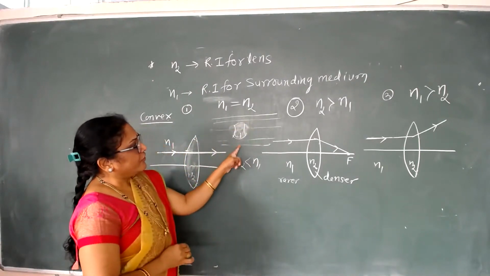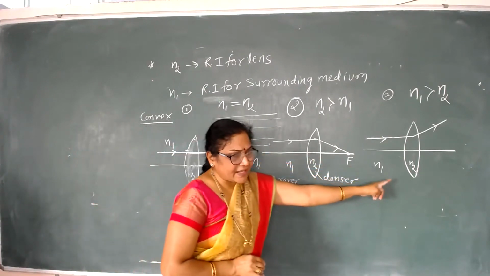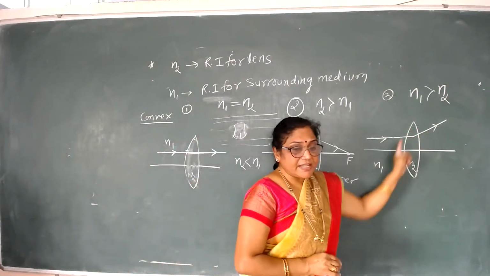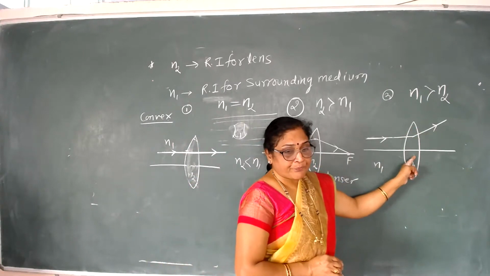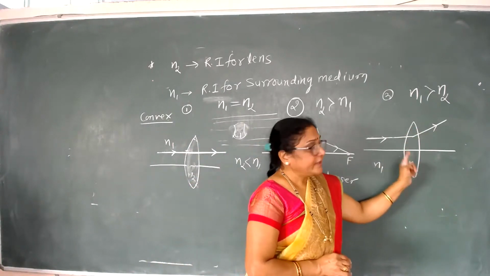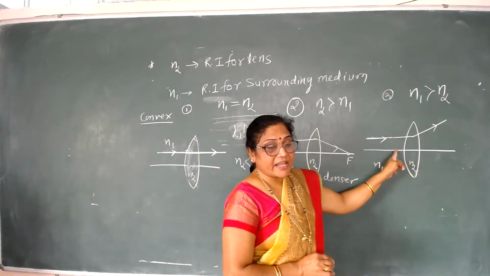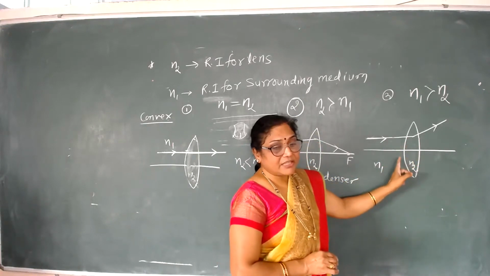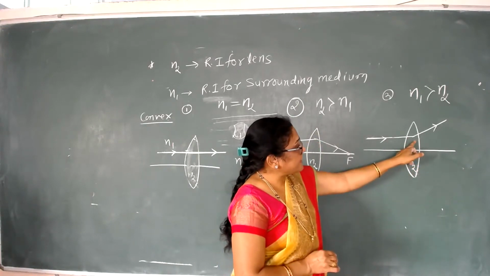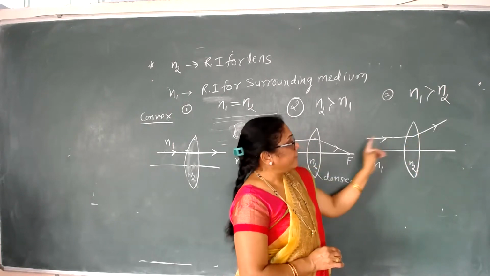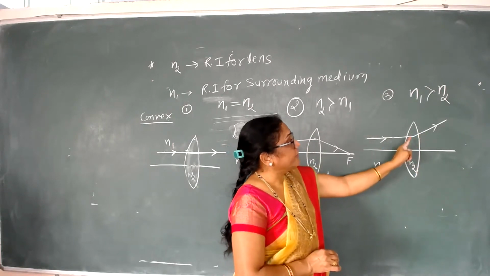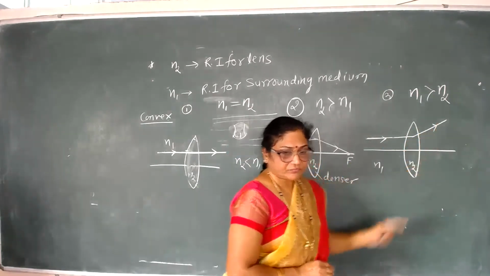So in this case, when the lens is placed in a surrounding medium whose refractive index is more, at that time that lens works as a concave lens. So remember these points. The lens works as a concave lens. When a ray of light is incident on it, it diverges.